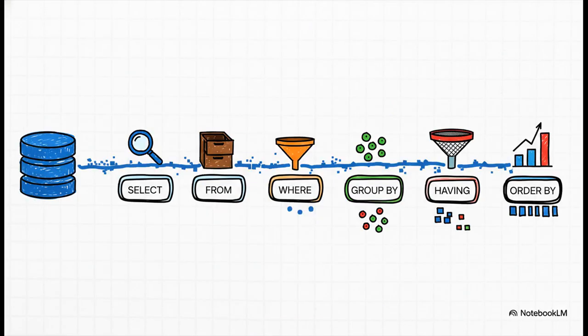And here it is, the whole shebang. All 6 of our clauses working in perfect harmony. We select our columns from our table, we apply our initial where filter, we group by to create summaries, we use having to filter those summaries, and finally, we order the whole thing so it looks nice. Look at that. It's a complete, powerful, and super specific question, and you now know how every single piece works.